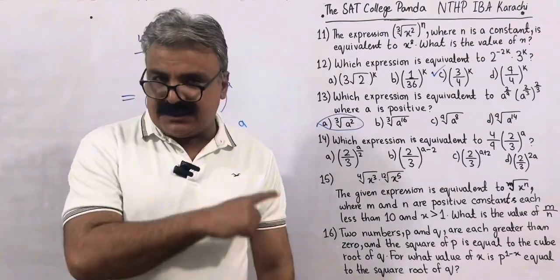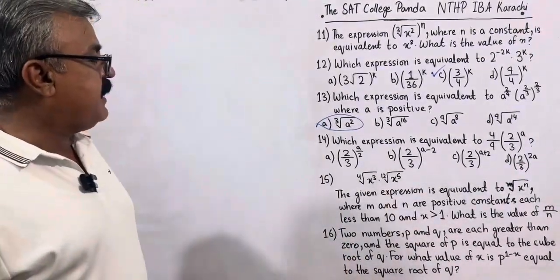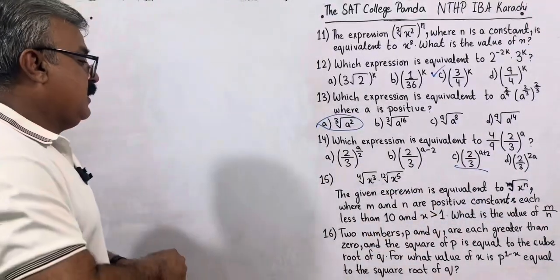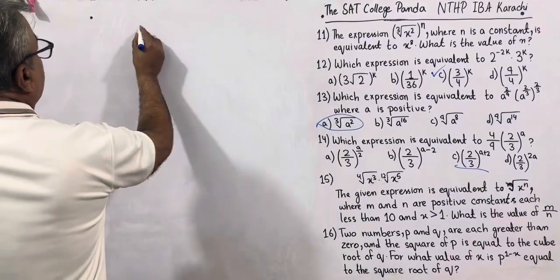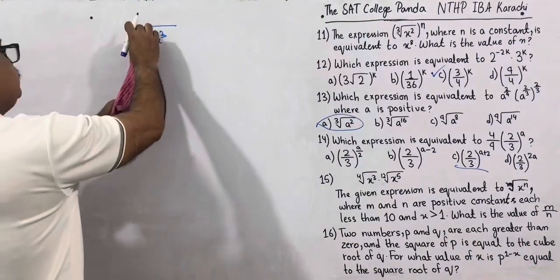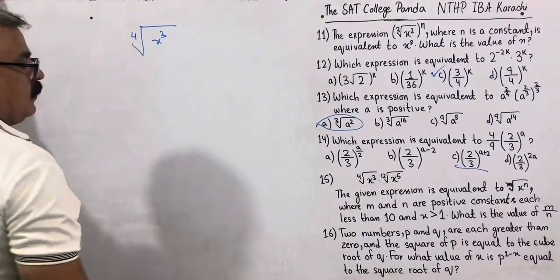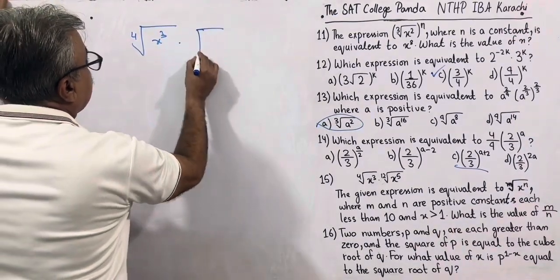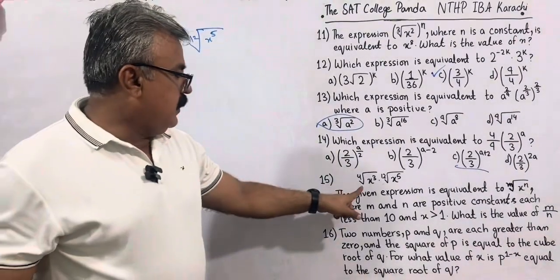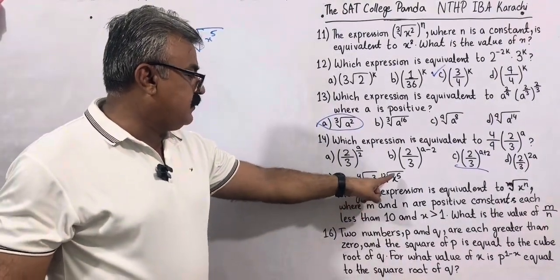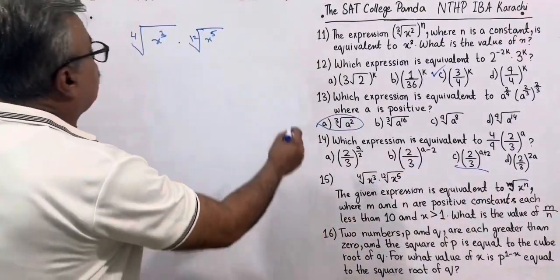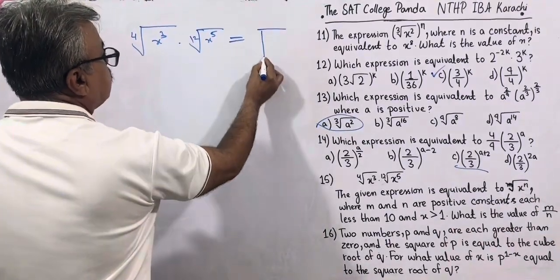Moving towards the next question, question number 15. In the previous question, our right option was this. Question number 15: we have the fourth root of x cubed times the 12th root of x to the power 5. The given expression is equivalent to this one. We have to convert this into such a type of expression.